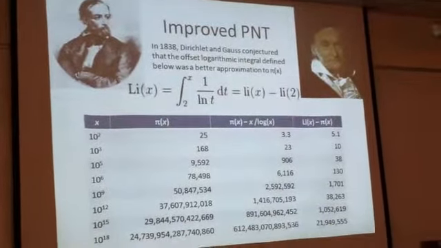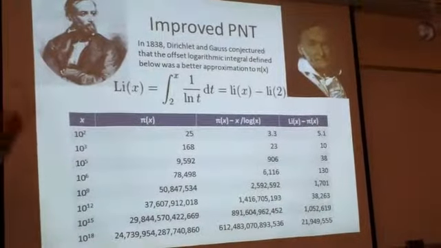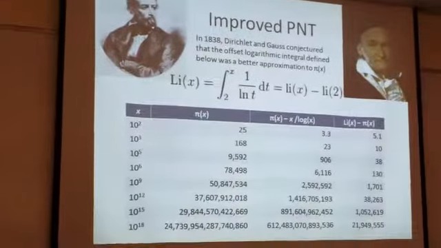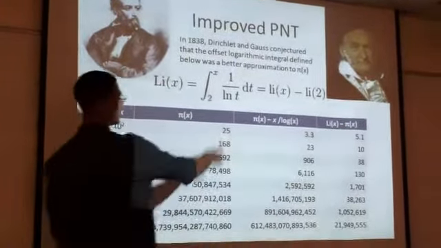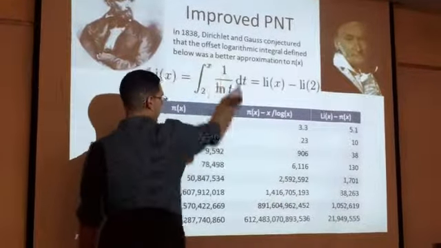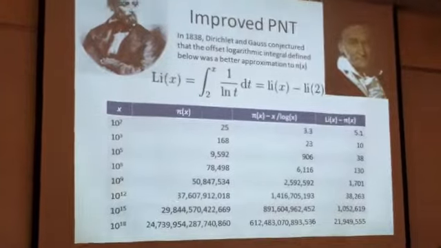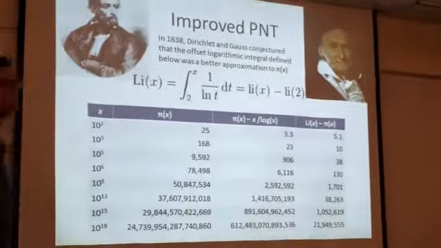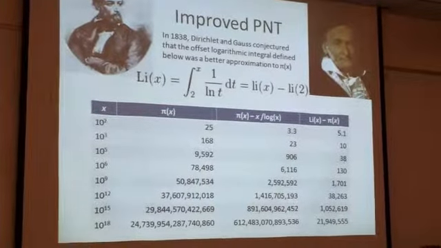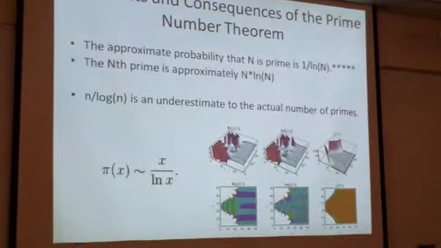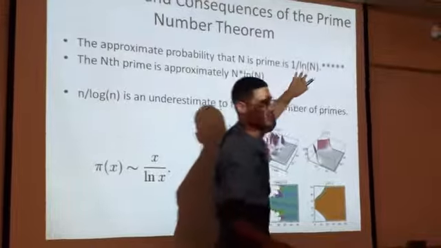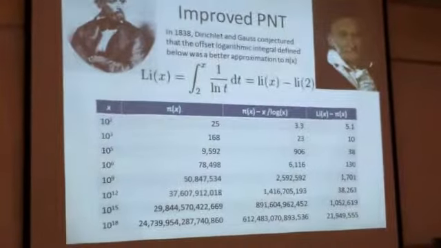Improved prime number theorem. Around 1838, Dirichlet, how do you pronounce this guy's name? Dirichlet and Gauss conjectured that the offset logarithmic integral, defined as the integral from 2 to x of 1 over log of t dt, actually improved on the original x over log of x approximation. And look at that 1 over log of t. Gauss noticed that the approximate probability that n is prime is this. So from that he said, all right, let's graph the probability of all these primes and take the area under it.